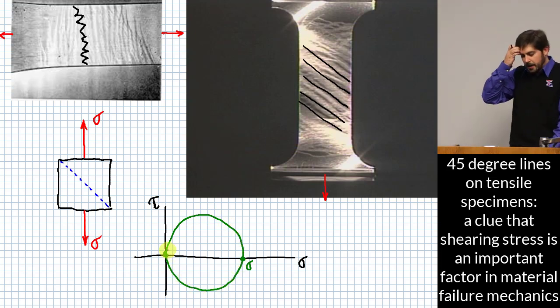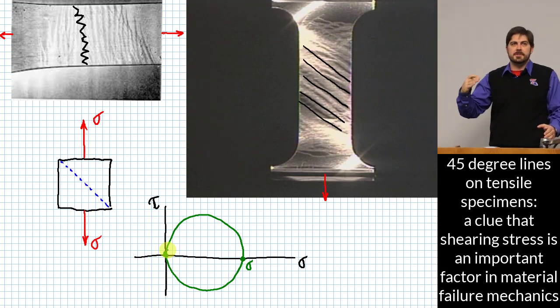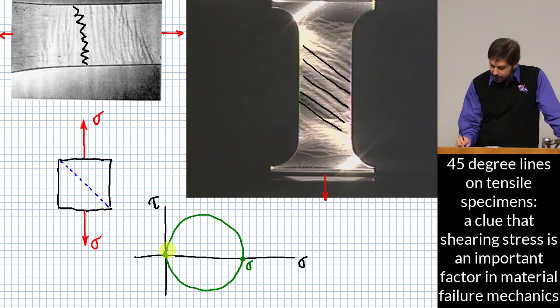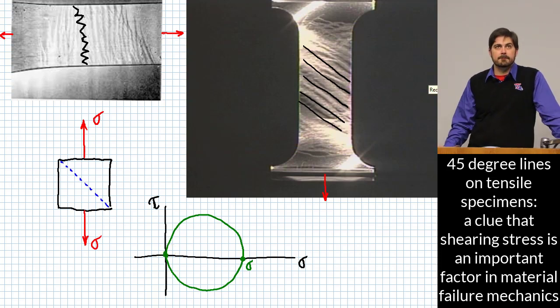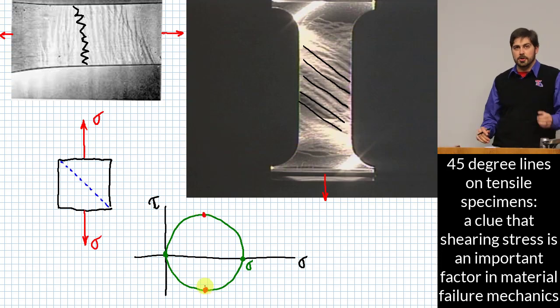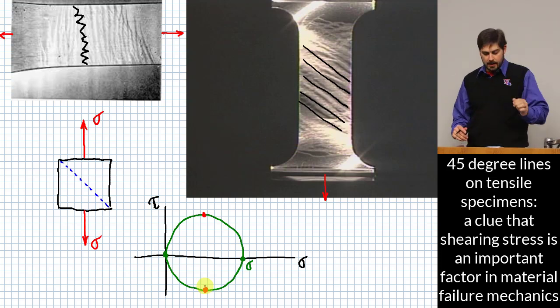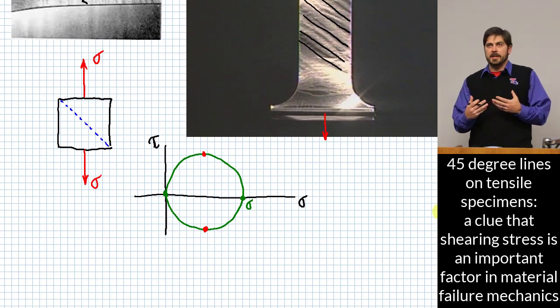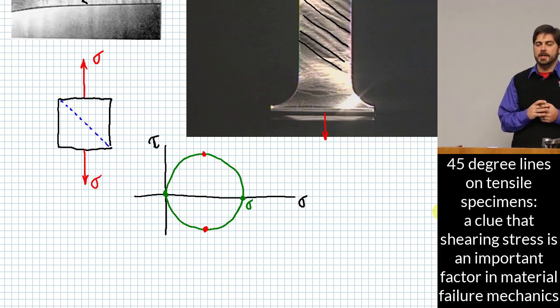Okay. And if I go to this plane that's 45 degrees, where is that on this circle? Yeah, that's at these points right here. That is where the maximum shearing stress occurs. Okay. I know this doesn't do it rigorously, but it gives a little bit of justification, or some clues, as to how this failure criteria came to be.